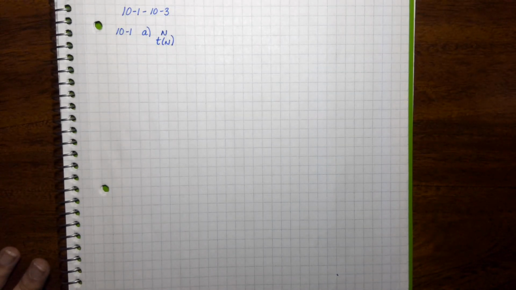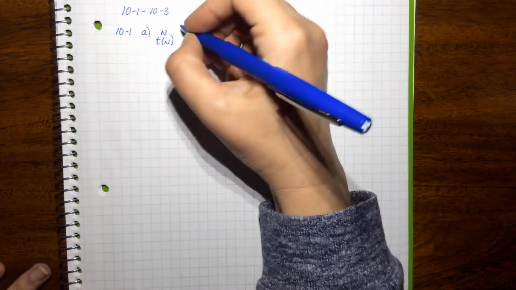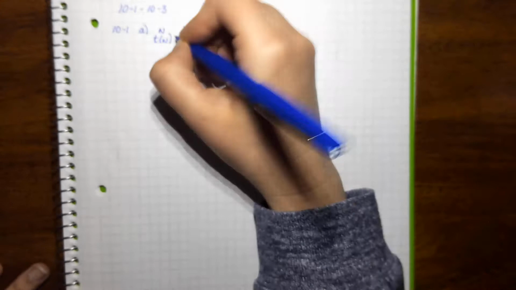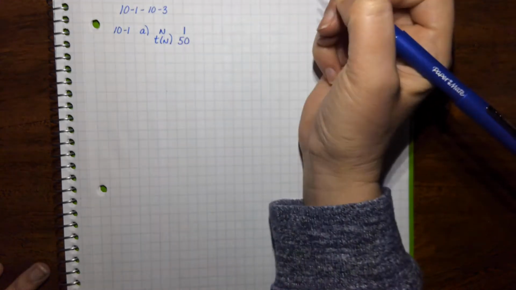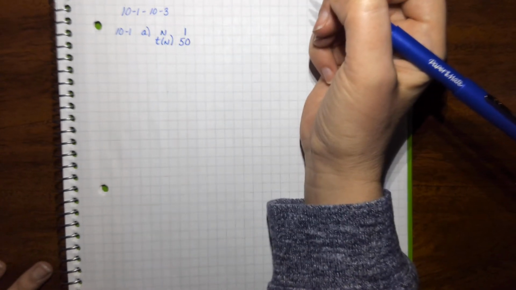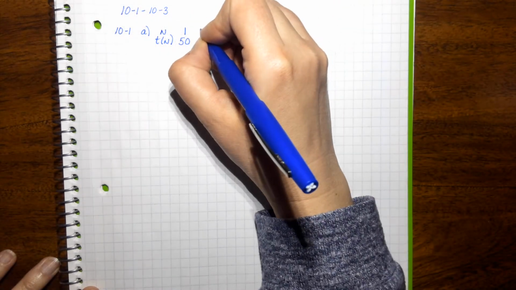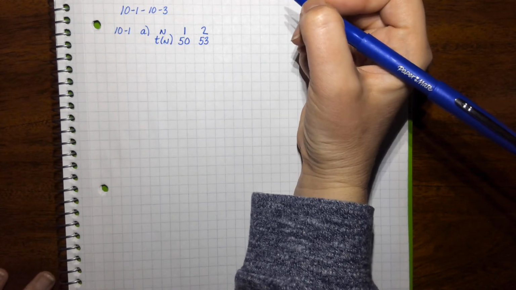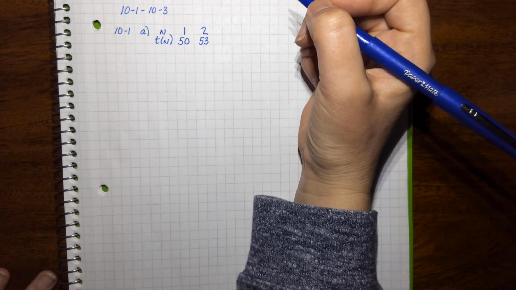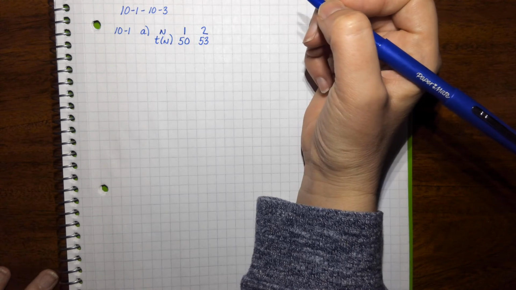In month 1, he put $50 into a safe deposit box. So we have 1, and he put 50 in. And the month following, he added 53. So in month 2, he had 53. He continued adding money like this, putting $3 more than he had the previous month. How much was added in the 12th month?